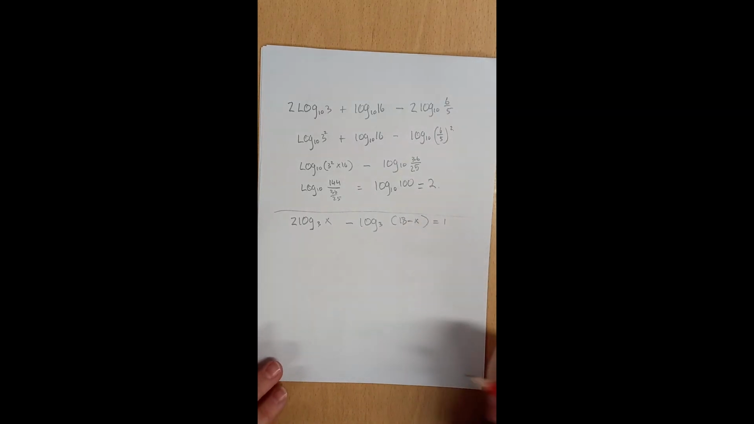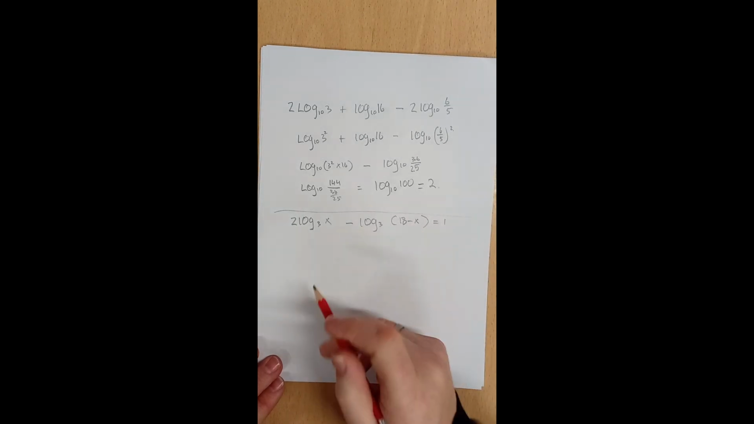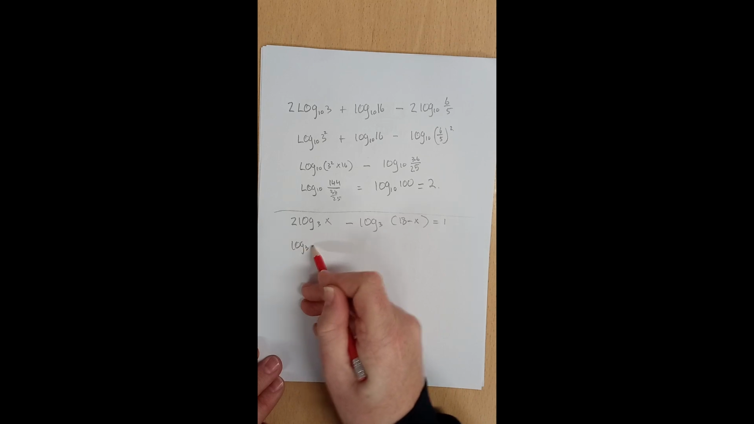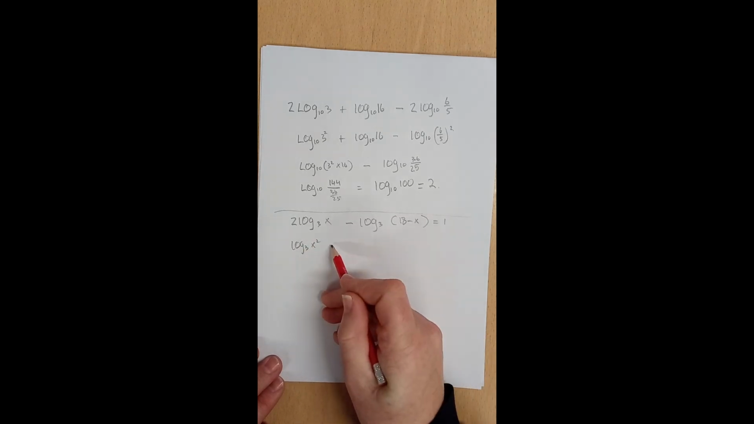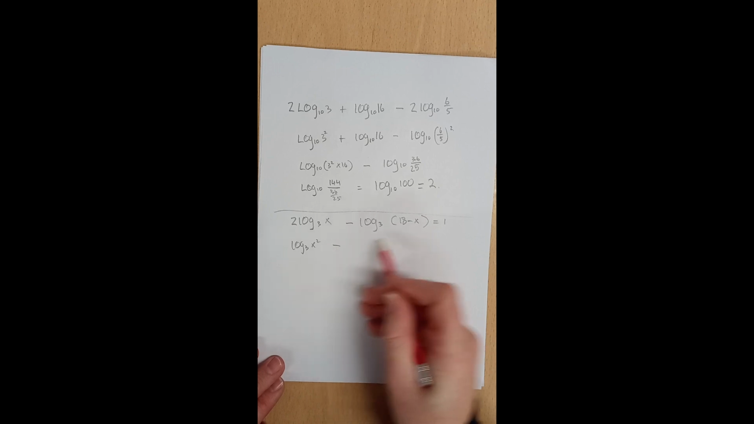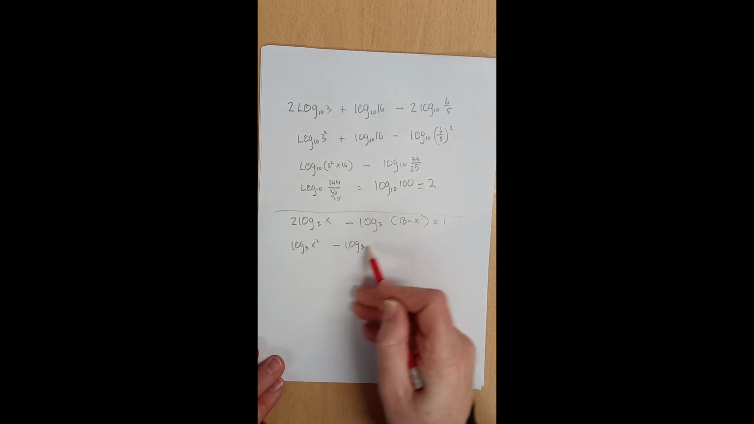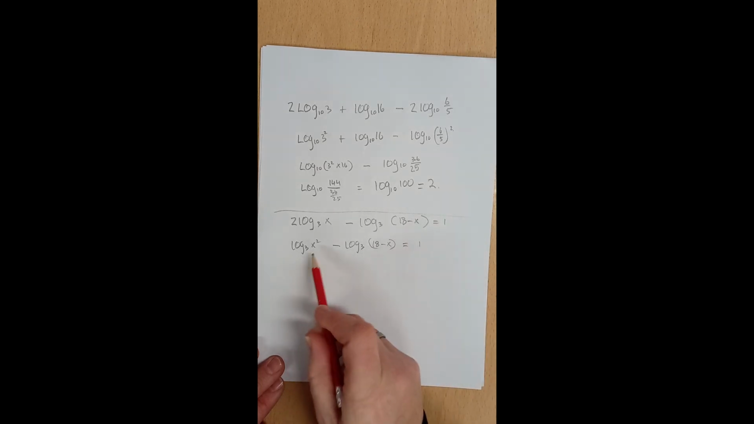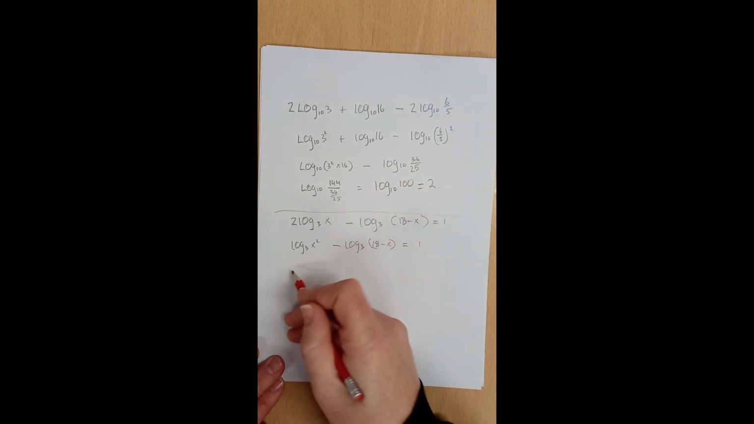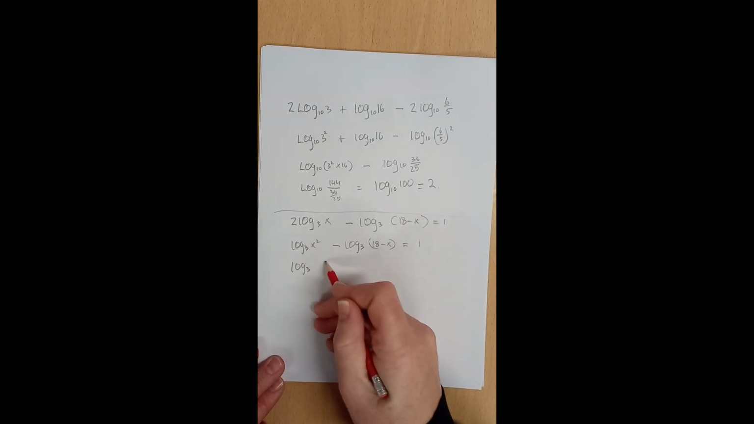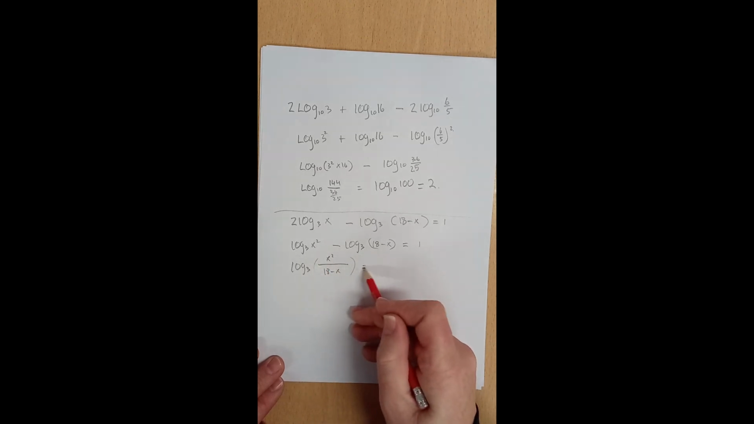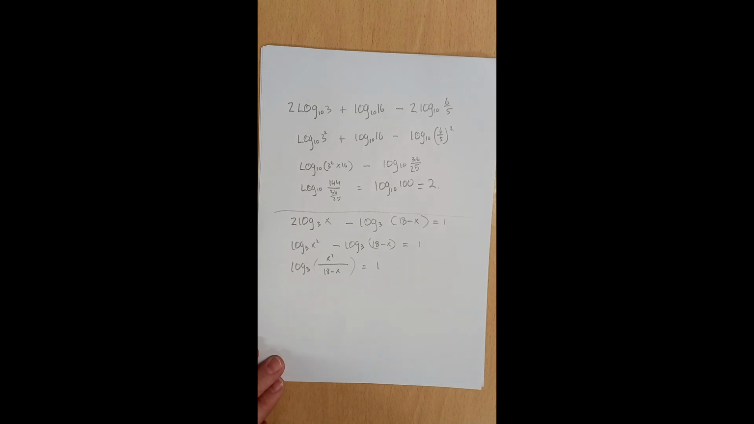So let's solve this, okay? Because I see there's a missing x. So let's see what this used to be. There's a 2 in front, so that must have been x squared minus log to the base 3 of 18 minus x, and that's equal to 1. Now, there's a minus between these. That used to be a division. So that's log to the base 3 of x squared over 18 minus x is equal to 1. Okay?